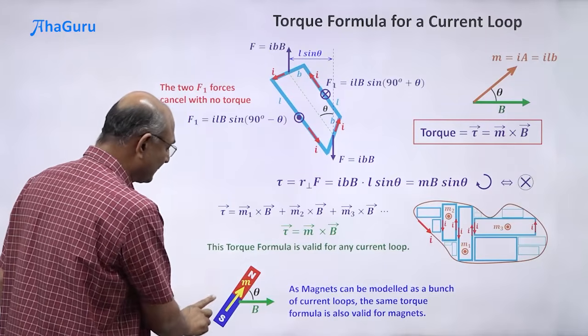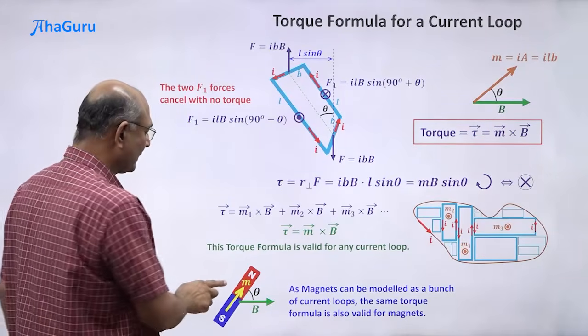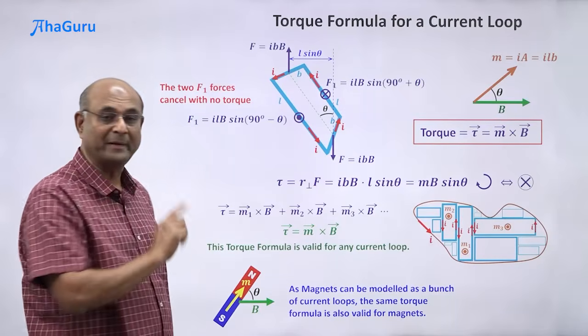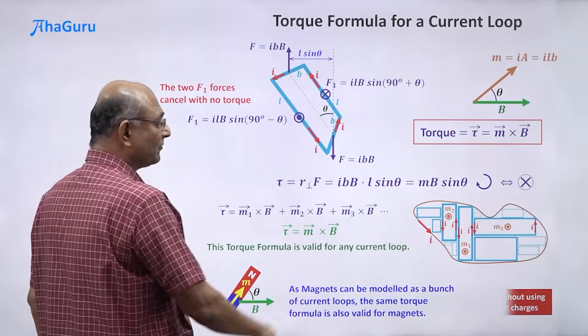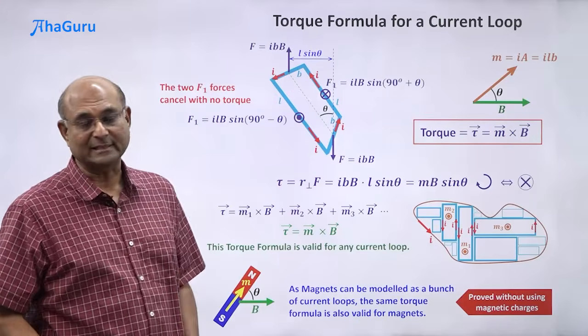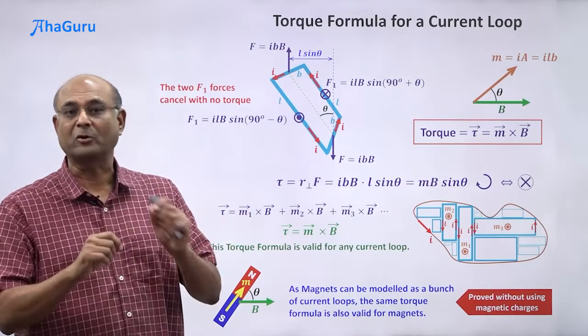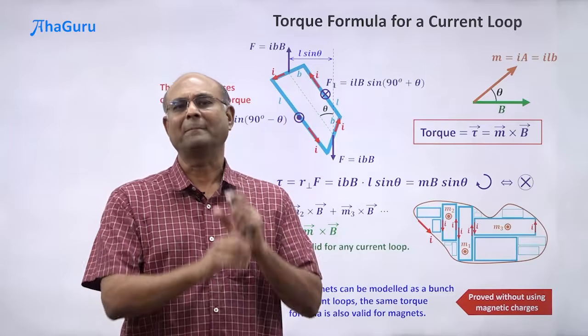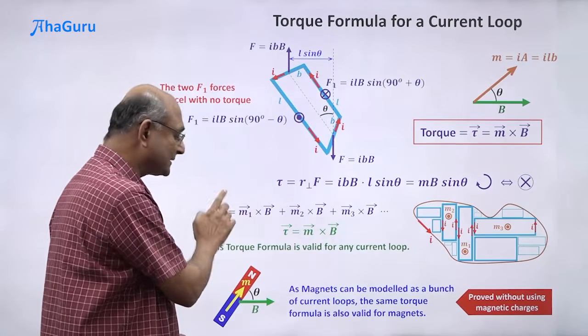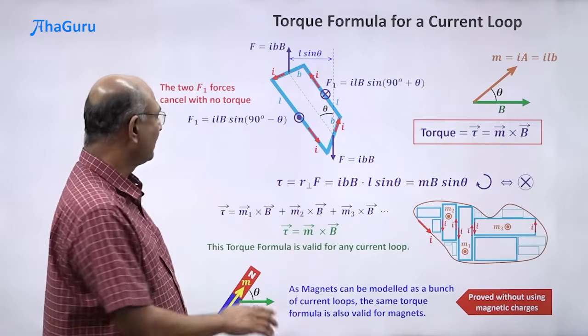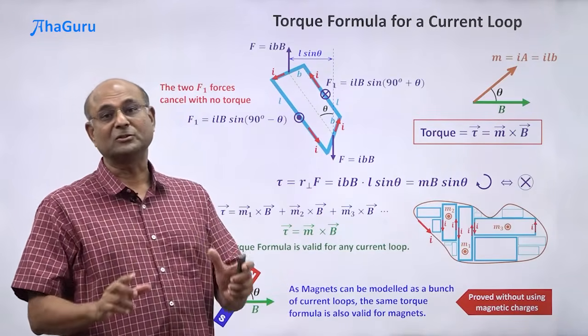So for a magnet with dipole moment M, we can say that the torque acting on that magnet is M cross B. And now we have proved this without resorting to magnetic charges. So we have not used magnetic charges to prove that the torque on a magnet is M cross B. Earlier we did that with magnetic charges. Now we have shown that the same formula is valid even if you don't use magnetic charges at all, but just think of the magnet as basically a bunch of current loops.